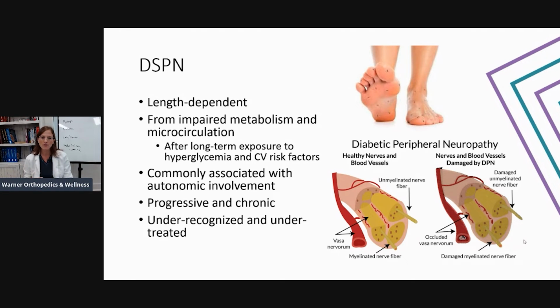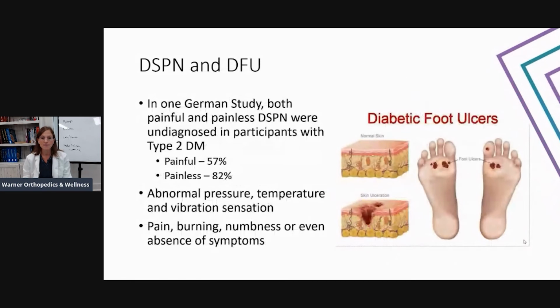We're experts in this. We look for it all the time, but I'll tell you, there's a ton of people walking around with diabetic peripheral neuropathy that have no idea about it, and they're going to be the group that is at risk of amputations in a little bit of time. So one German study, for instance, showed that they looked at a group of people with painful and painless neuropathy, okay, and they had type 2 diabetes. The painful group, 57% of them were undiagnosed with diabetic neuropathy. So here's a diabetic with a painful foot and nobody diagnosed him with neuropathy. 82% of the painless group.